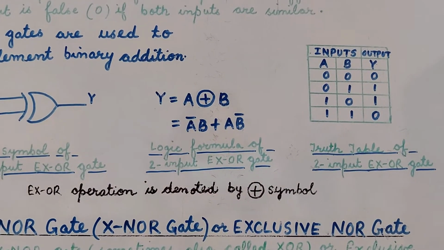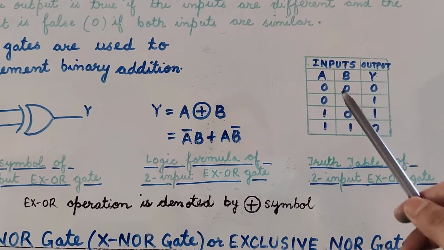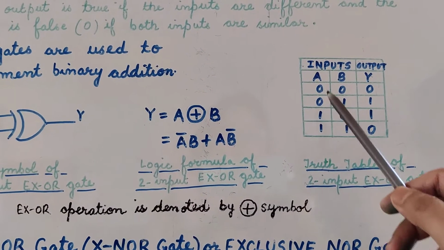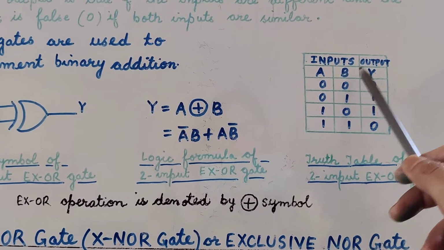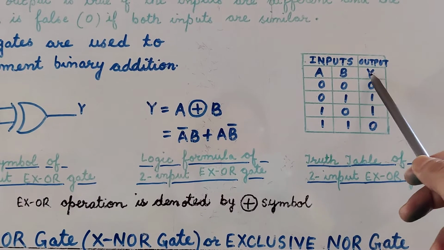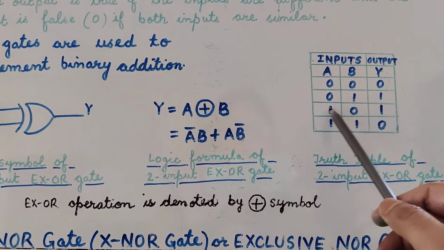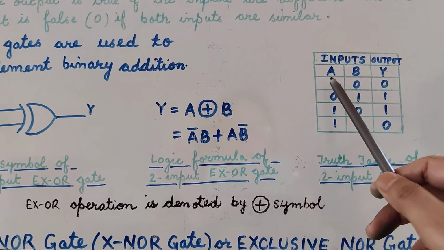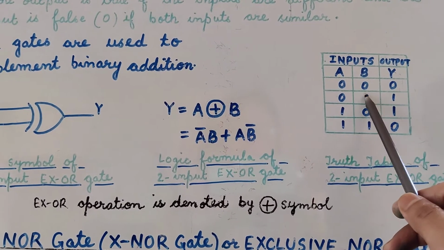So this is the logic formula of 2 input XOR gate. Now if we want to draw the truth table of 2 input XOR gate, then we will draw a table showing the inputs and the outputs. Since it is a 2 input XOR gate, we have considered the inputs as A and B. And since there is only one output, we have shown the output by Y. Now we will write all the possible values of both the inputs. As we know that A and B can have only 2 possible values, either 0 or 1.